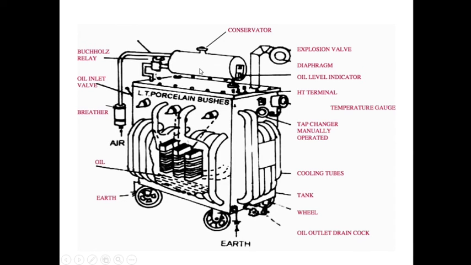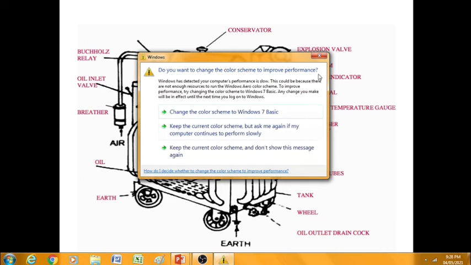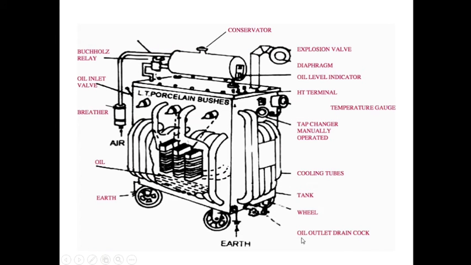This is the conservator. This is the explosion valve, diaphragm, oil level indicator, ST terminal, the temperature gauge, tap changer manual operated, cooling tubes, tank, wheel, oil outlet, drain cock.